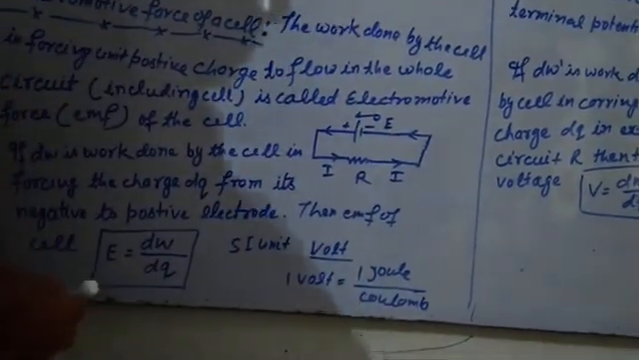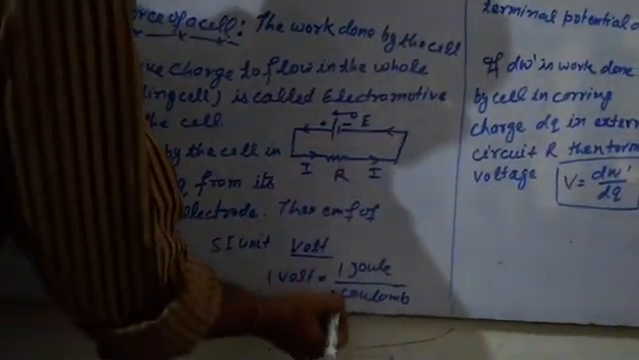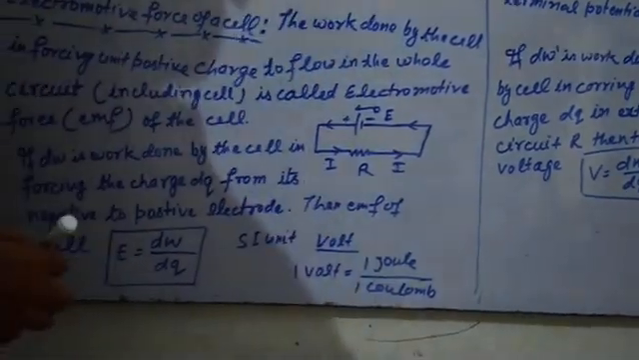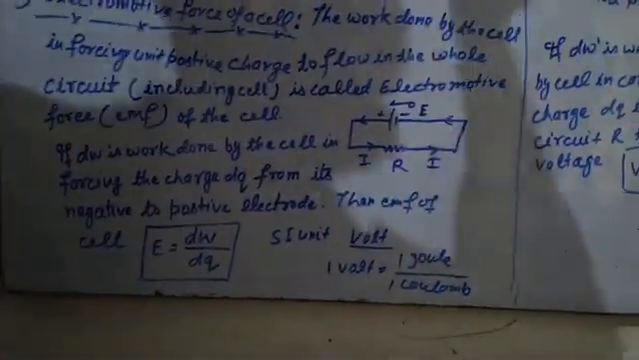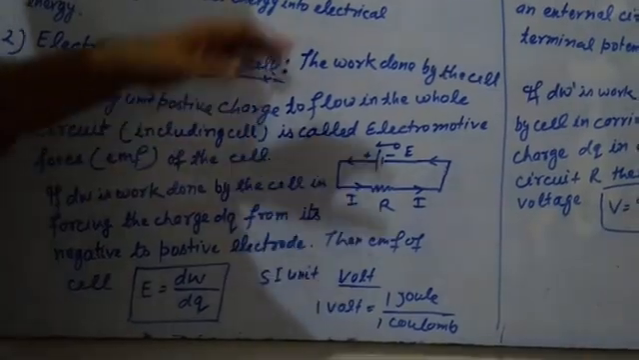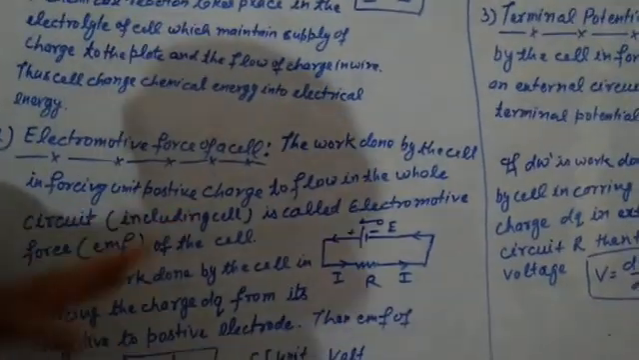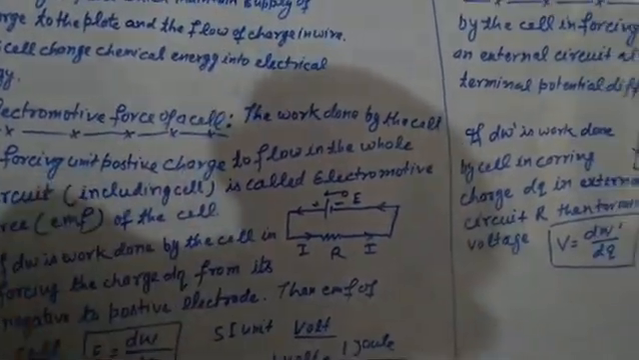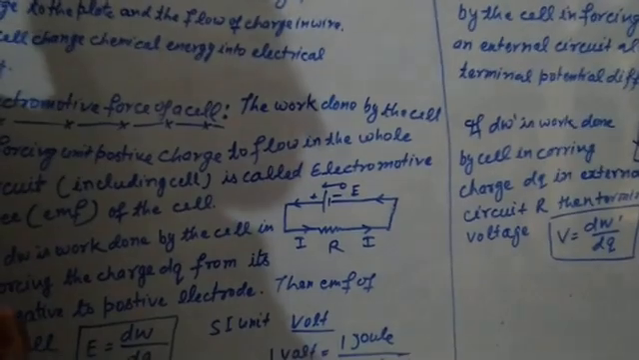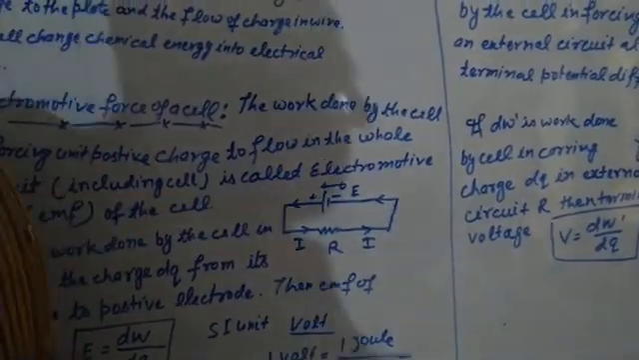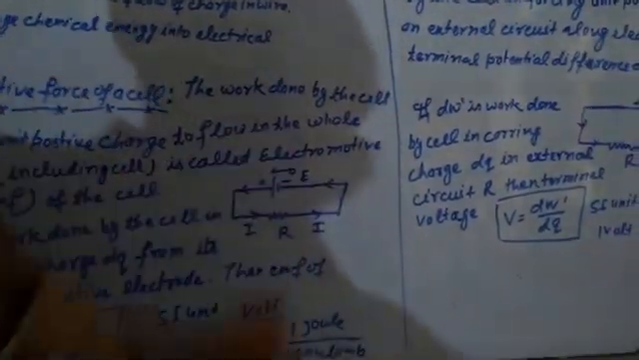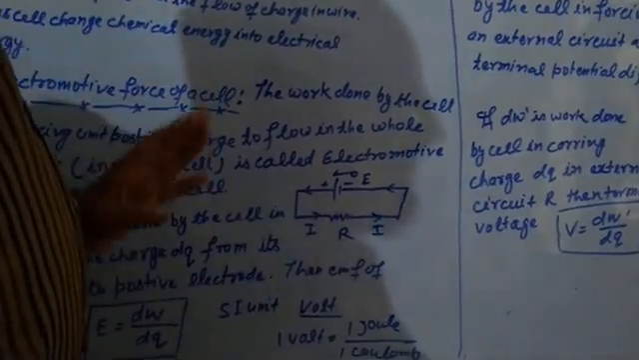It means if 1 joule of work is done in forcing 1 coulomb of charge by the cell throughout a complete circuit, including within the cell, then the EMF of the cell is 1 volt. And the EMF of the cell is always directed from the negative electrode to the positive electrode, as shown here in the figure.